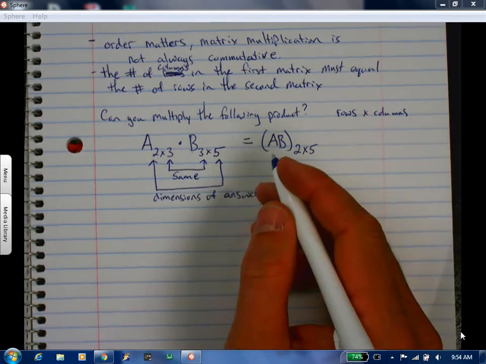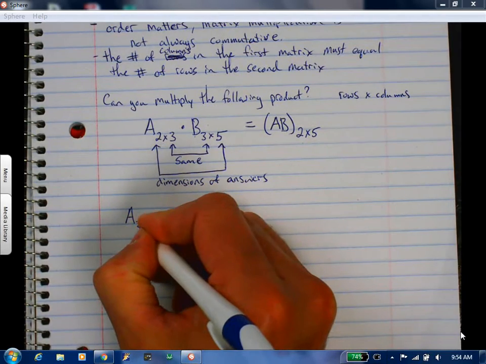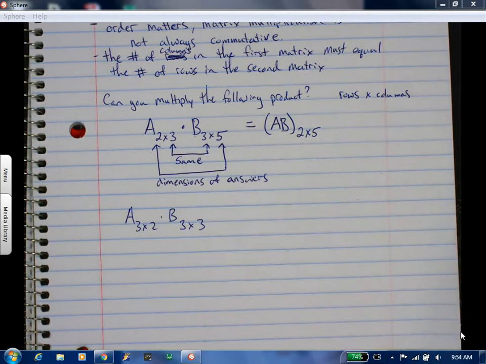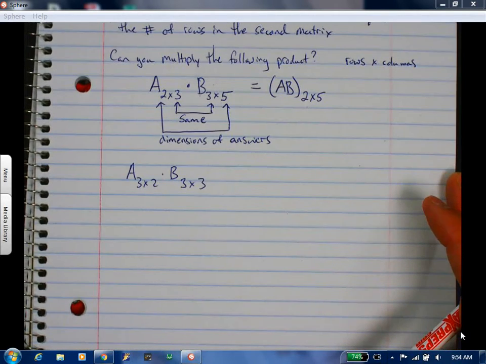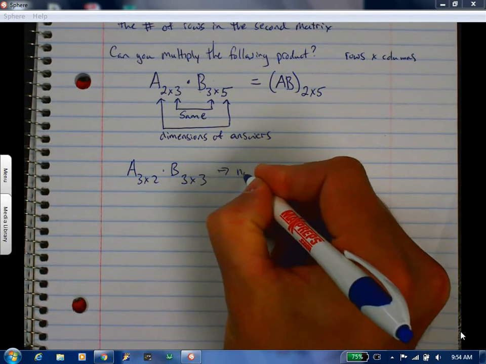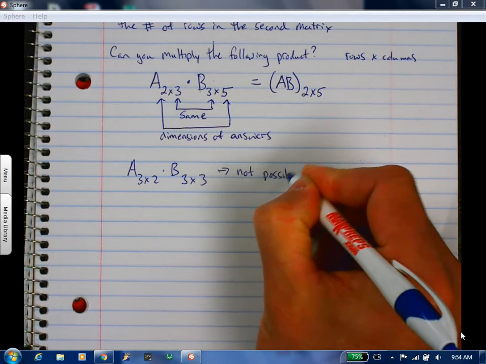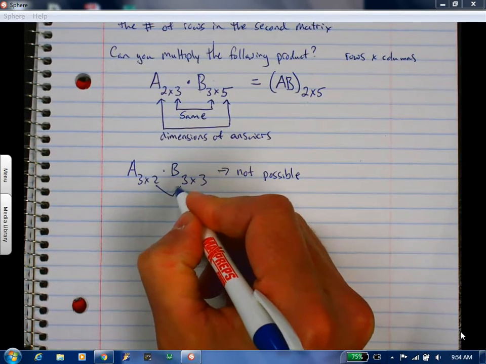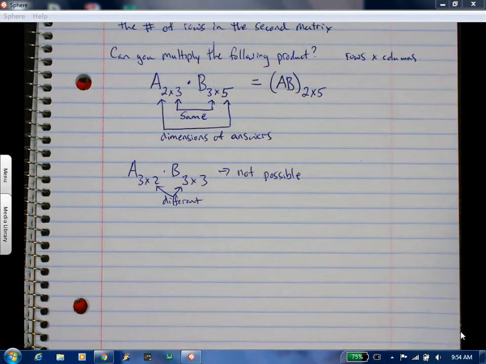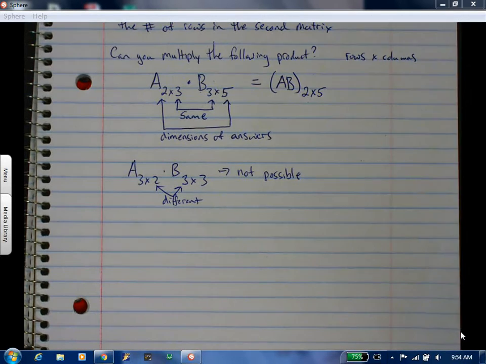What if I take A as a 3 by 2, and I want to multiply it by B, which is a 3 by 3? Is that possible? Okay. Not possible. Your clue here is that these are different. So those are the problems where you say, I can't do it, and you move on. Because if you do multiply them, it does take a process.